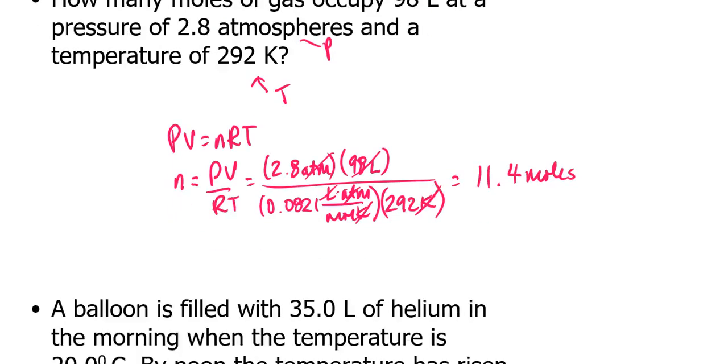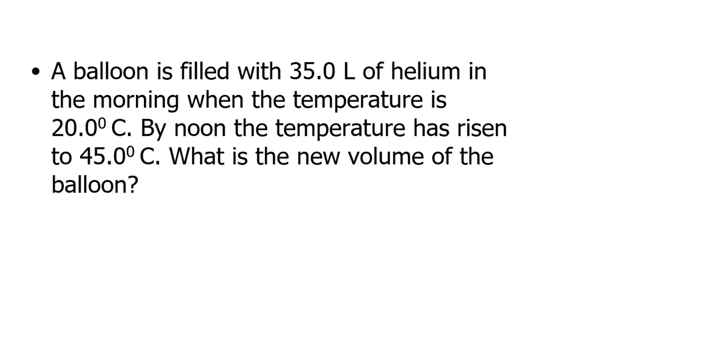moles. Okay. Now, what about this problem? It says a balloon is filled with 35 liters, that's a volume, of helium in the morning when the temperature is 20 degrees Celsius. So that's a temperature. By noon, the temperature has risen to 45 degrees Celsius, so that's a second temperature. What is the new volume? I'm being asked for a V2. What's the new volume of the balloon? And V1 must be the 35 liters. So this is a Charles law relationship.